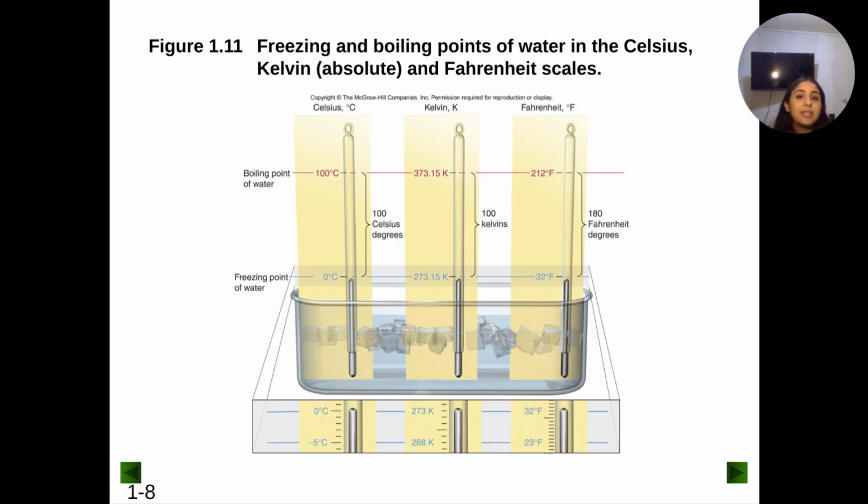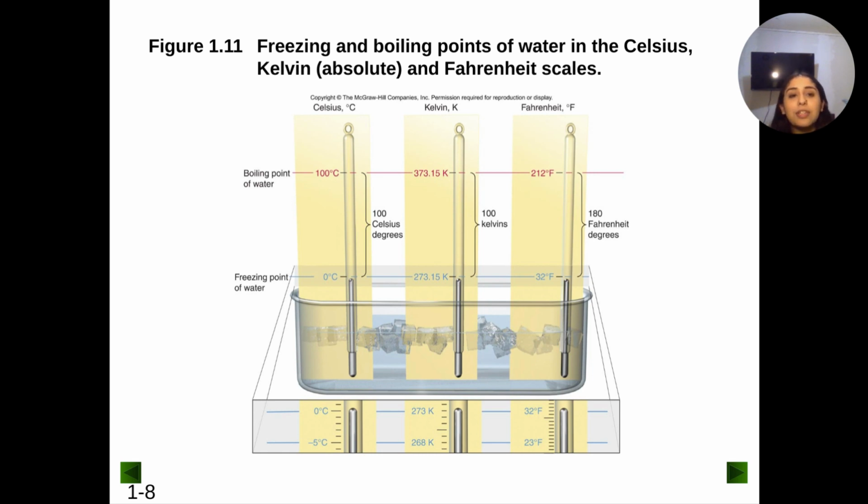So, freezing and boiling points of water. We're talking H2O. These are the boiling points and freezing points of water in all three temperature sections, I guess you would call them. Celsius is the one that I think the world uses. Fahrenheit is the US. Kelvin is a scientific one, I think.